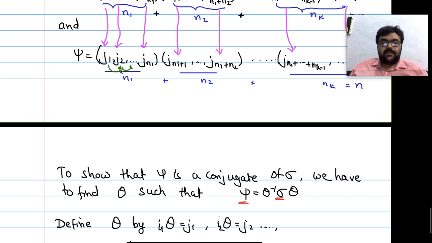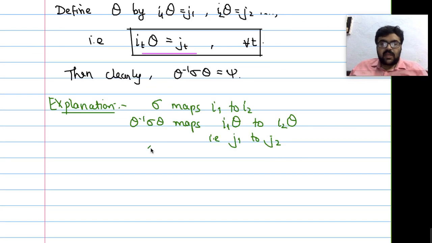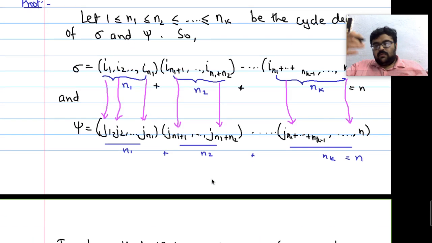It is psi, right? And psi maps j1 to j2. So for every such thing, theta inverse sigma theta will be equal to psi, because they are the same. J1 goes to j2, here also j1 goes to j2. So as far as explanation is concerned, one can just understand this. So just map it.